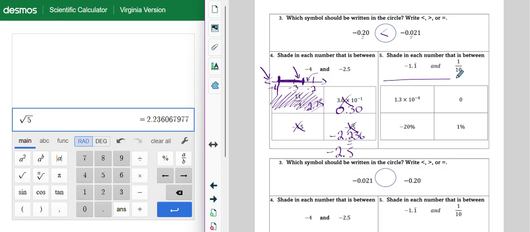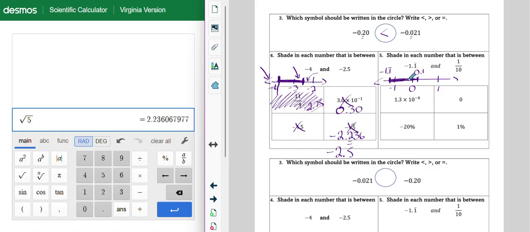Same idea here. Negative 1.1. I'm going to put negative 1 on the number line. I'm going to put 0 on there. And I'm going to put 1. And I'm going to put my two numbers that it has to be in between. Negative 1.1 is there. And then 1/10 or 0.1 is right here. So I'm looking for things that are in between those two.